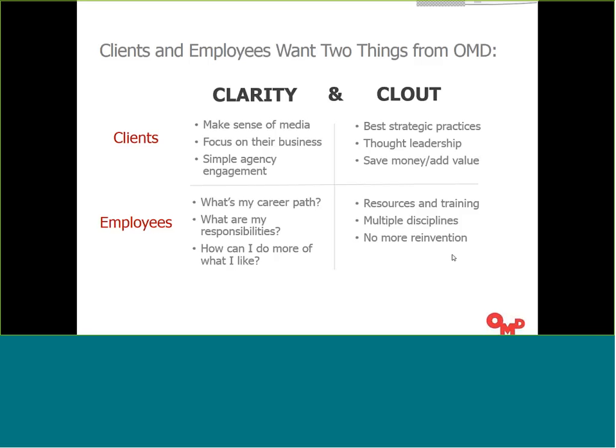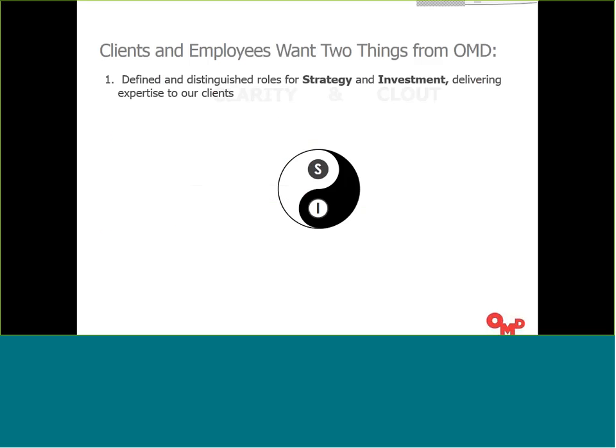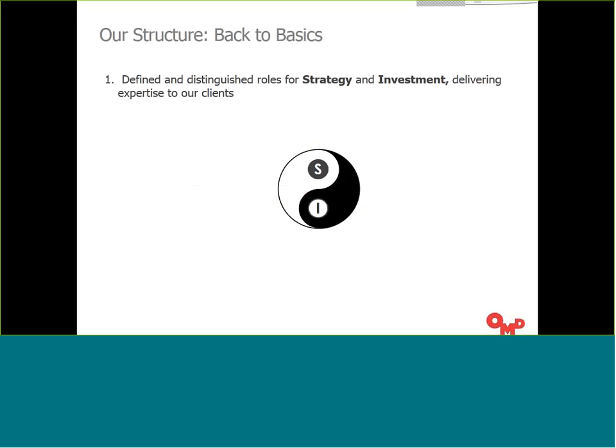So the big question is, how do we deliver on clarity and clout? Well, to do so, we go back to basics. It begins with this distinction that is pretty darn clear in the East between strategy and investment. We've defined and distinguished these two roles. And we've made sure that everybody knows that regardless of whether you're in strategy or investment, your role is digital. The expectation is that you understand, embrace, and can articulate digital. And if you can't, then there's lots of great jobs at other agencies you might want to try out.